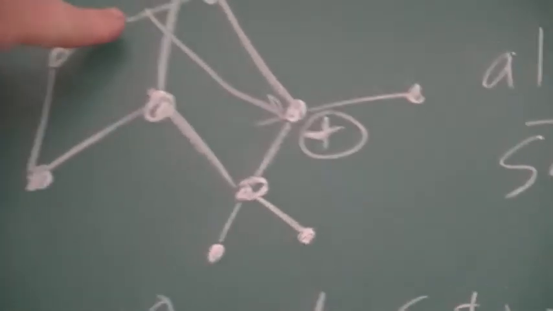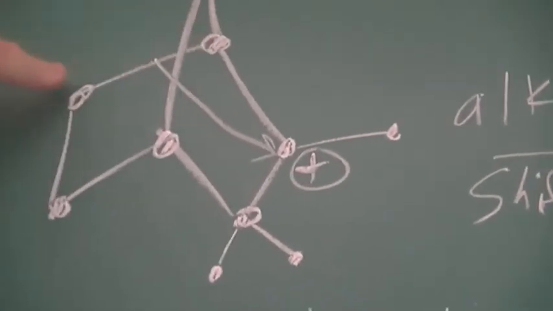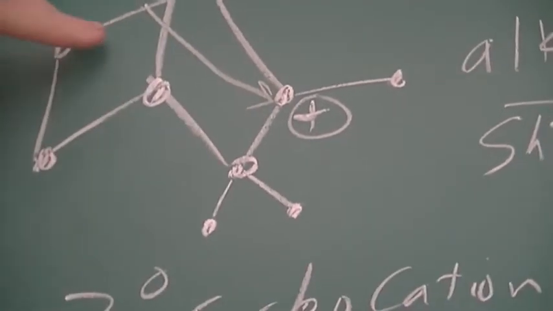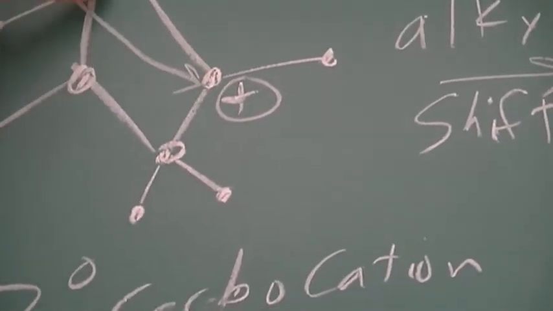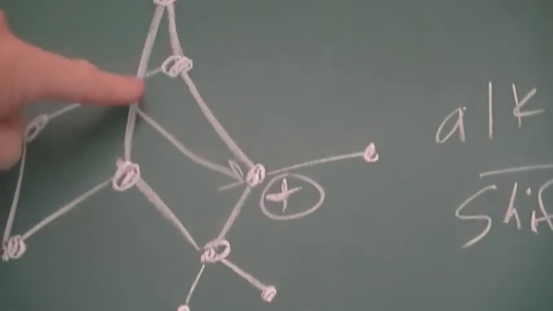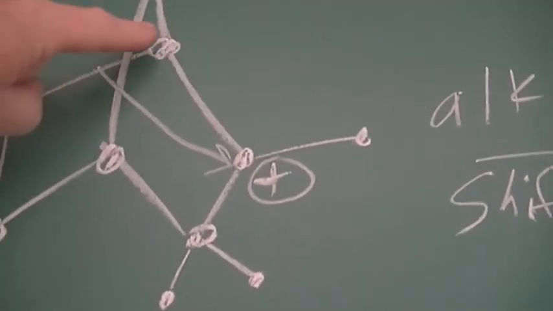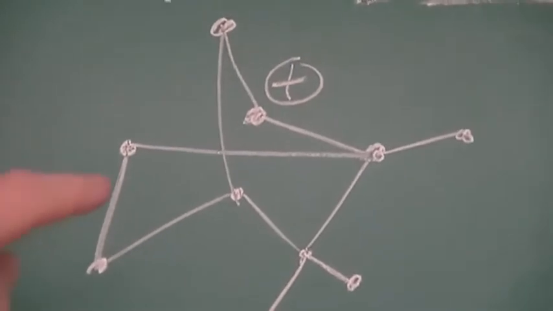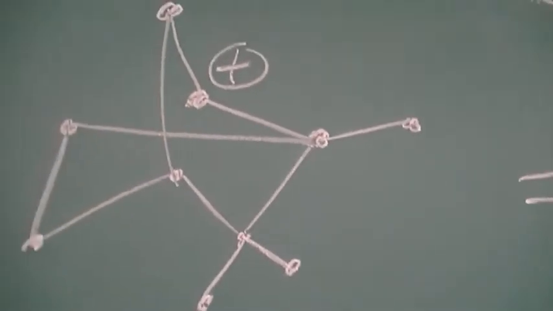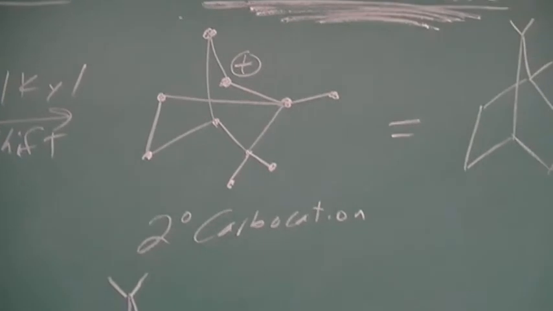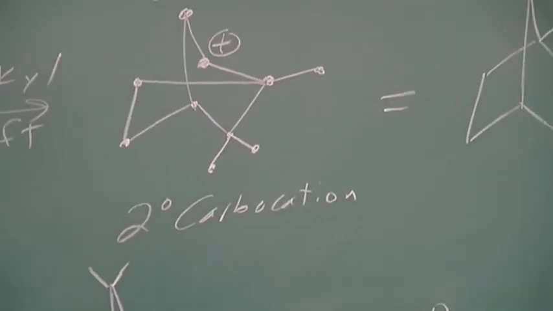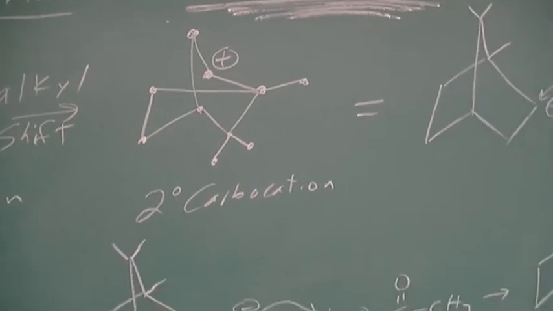All right, and so the reaction here is from right here, this carbon-carbon bond is going to connect from this carbon to this carbon. And so this carbon here is going to lose this bond, and this is the carbon that's going to be the carbocation. So you do the shift, and again, you have a secondary carbocation. You would not normally do this. You would go the other way: a secondary carbocation would rearrange to a tertiary carbocation.